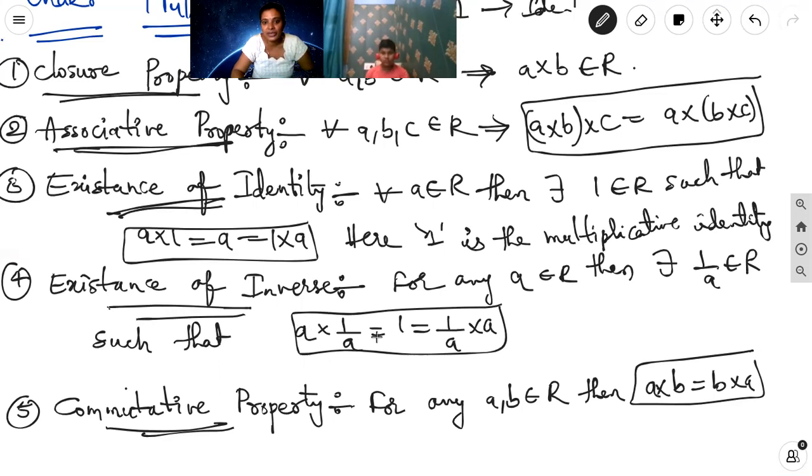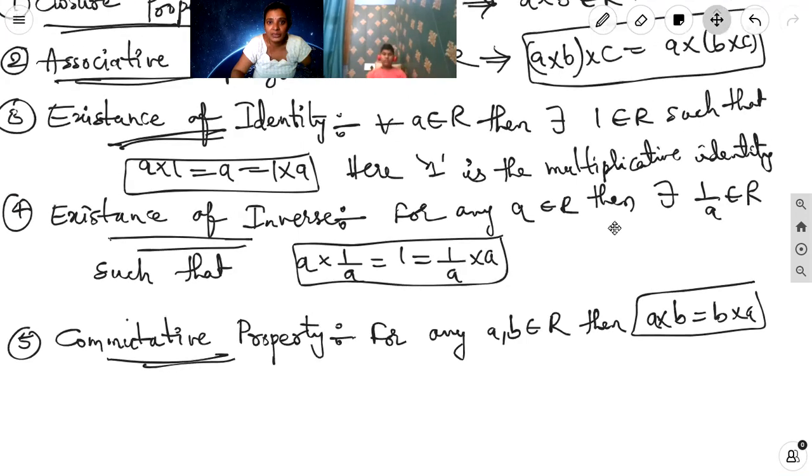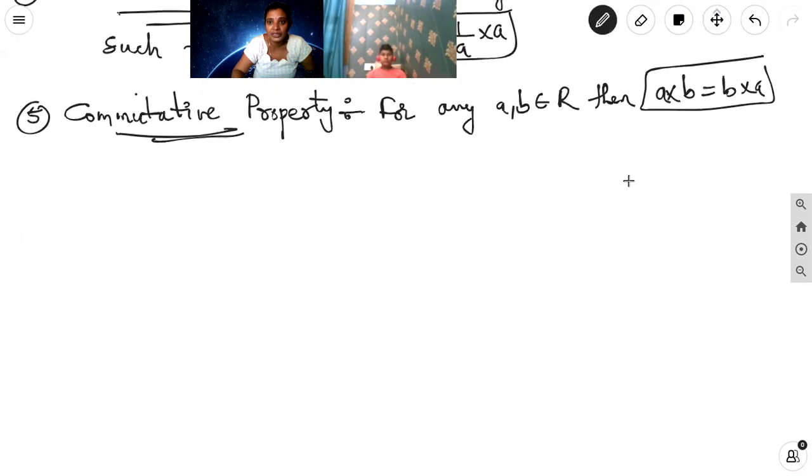Next, existence of inverse means a into 1 by a equals 1, equals 1 by a into a. Commutative property means just the product of two numbers in a different order. These are very, very important properties. We use these properties on the problems. One more property is the distributive property, the distributive laws.